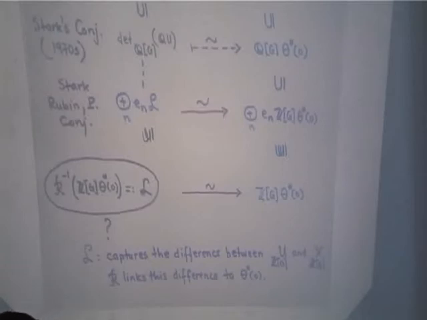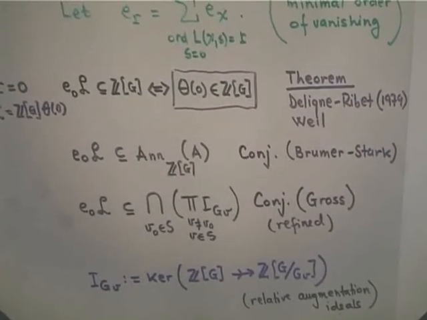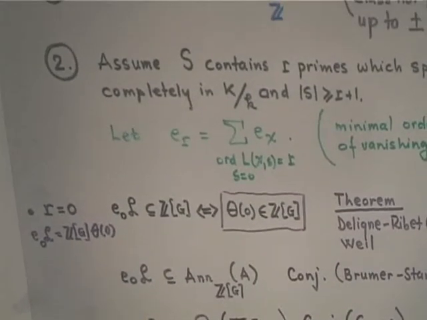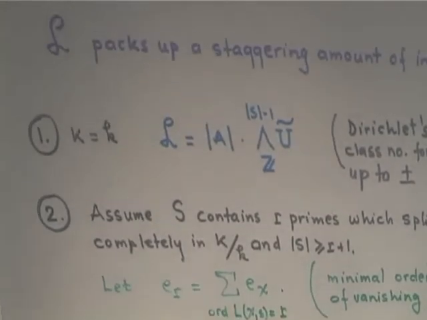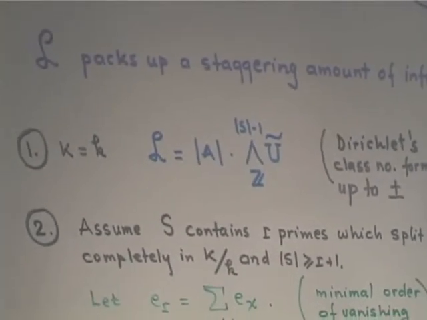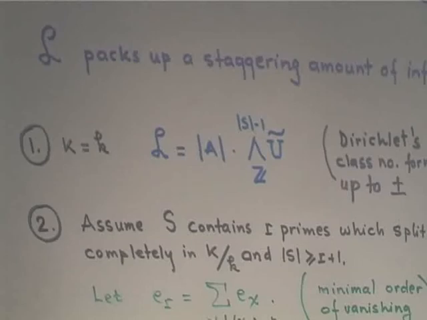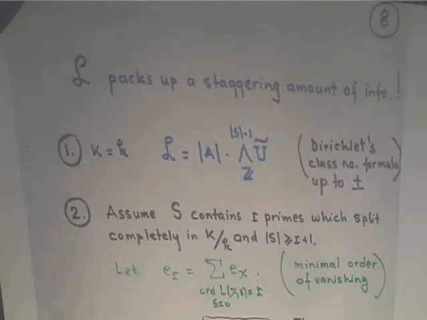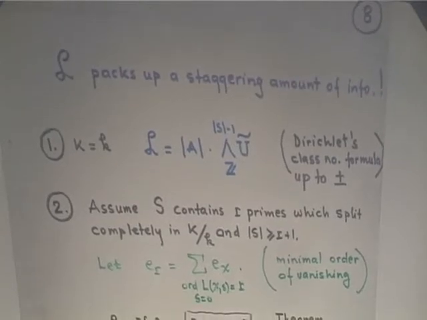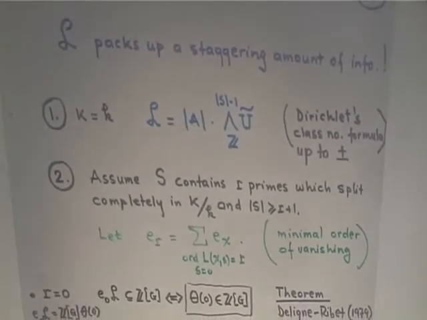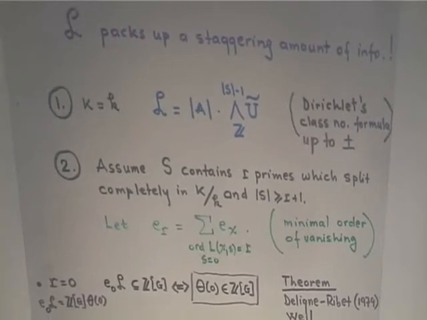So the point I'm trying to make here, and this will be quite relevant from the examples I'm going to discuss, is that this lattice L, even if you split it up into eigenspaces, even if you look at pieces of it, these eigenspaces, it packs up a staggering amount of mathematics. Most of the fundamental theorems in number theory are in fact encoded in this lattice, as you will see in just a moment.